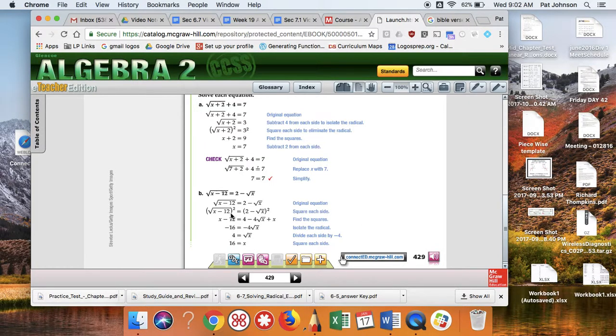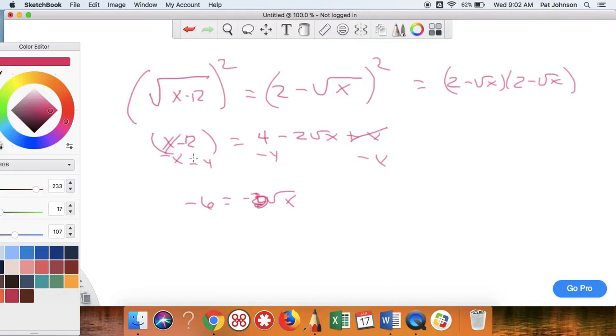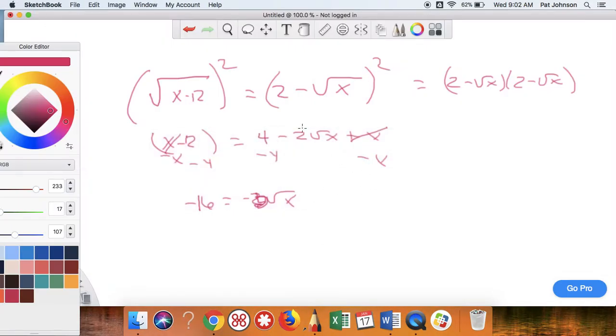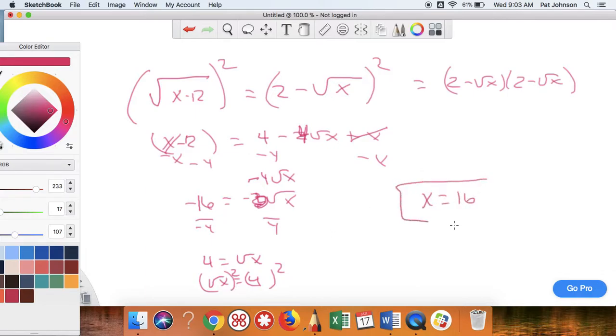Oh, this is 12. I wrote the problem down wrong. That's where the problem lies. So this equals minus 16. This is a 4 because I forgot about the 2. I folded wrong because I did it in my head. So this becomes minus 16 equals minus 4 square root of x. I divide both sides by minus 4, and I get 4 equals square root of x. I still need to get rid of the radical sign, so I square both sides and I get x equals 16.